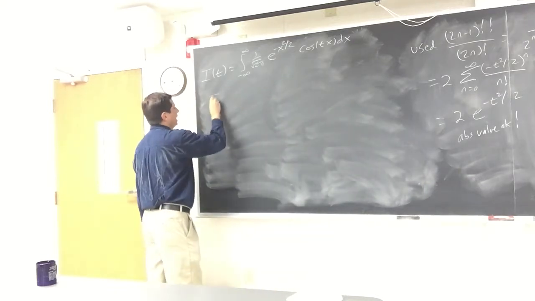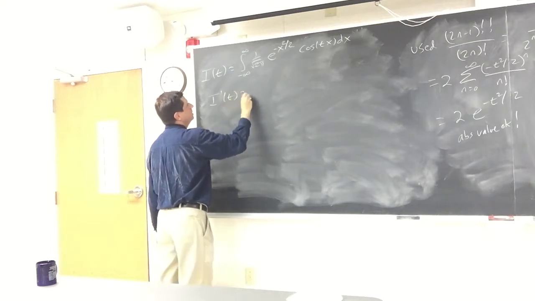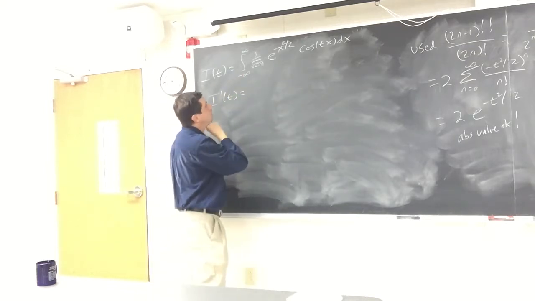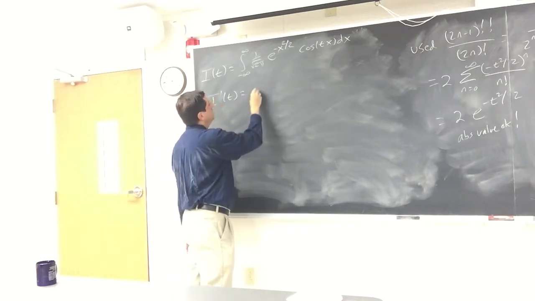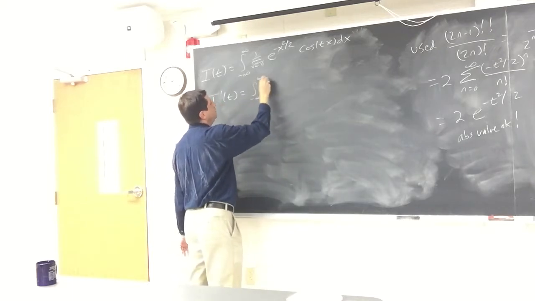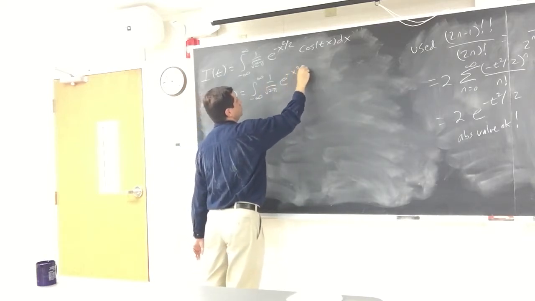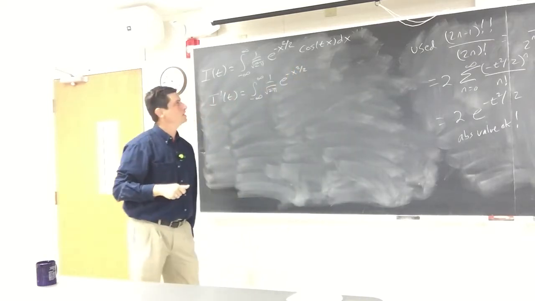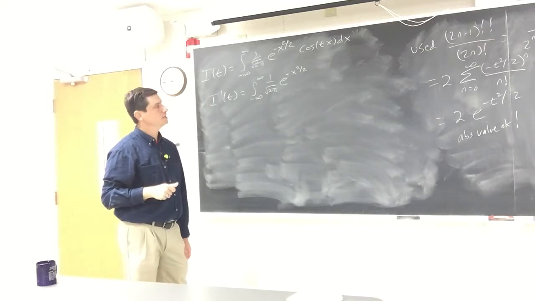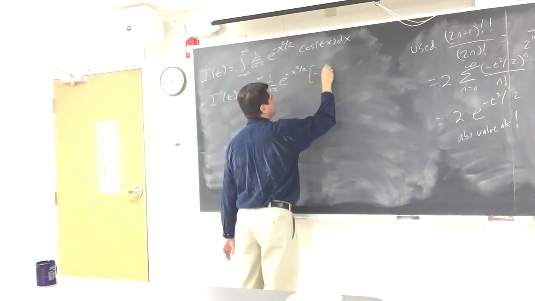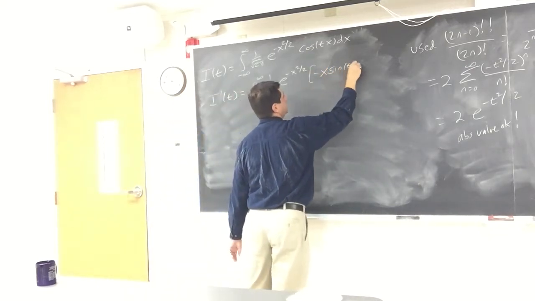So we would get I prime of t is the integral, and I might as well go from 0 to infinity. Or do I want to do it this way? No, I'll keep it this way. Integral from minus infinity to infinity, 1 over square root of 2 pi, e to the negative x squared over 2. And now I take the derivative of cosine tx. The derivative of cosine is negative sine. I'm taking the derivative with respect to t, so I get an x coming out. And it'll be negative x sine tx dx.